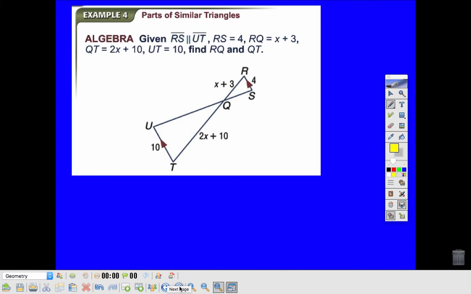Okay, it just steps it up a little bit, but it's the same thing that we've been doing. So given that RS is parallel to UT, RS is 4, RQ is x plus 3, QT is 2x plus 10, UT is 10, and we're looking for RQ and QT. So RQ, the actual length of it, and then QT, the actual length of it.